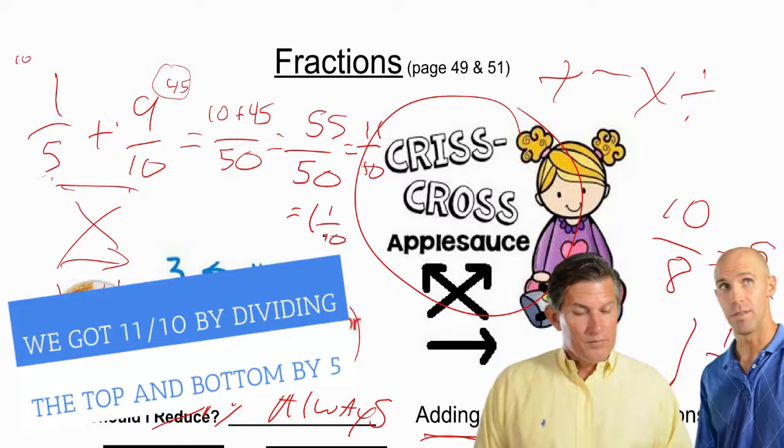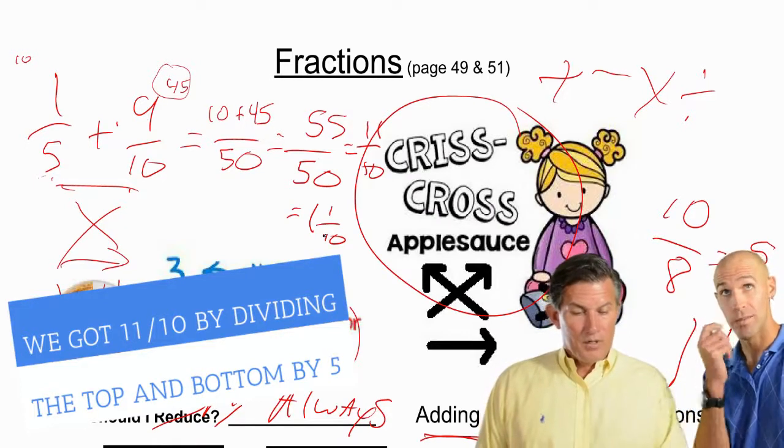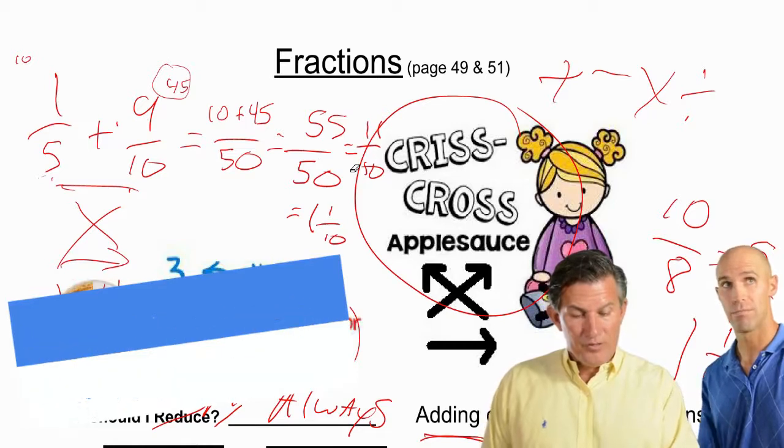And that's how you simplify. You always divide the top and bottom by the same number. So divide by 5, you get 11 tenths. Yeah, they're both divisible by 5, right?